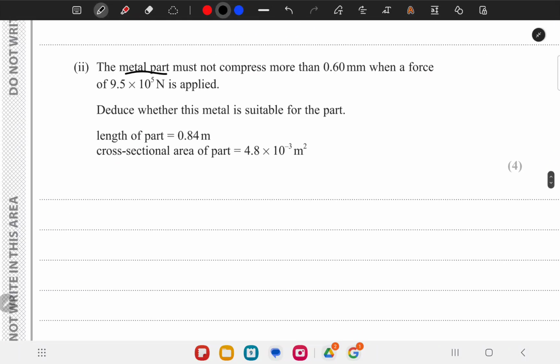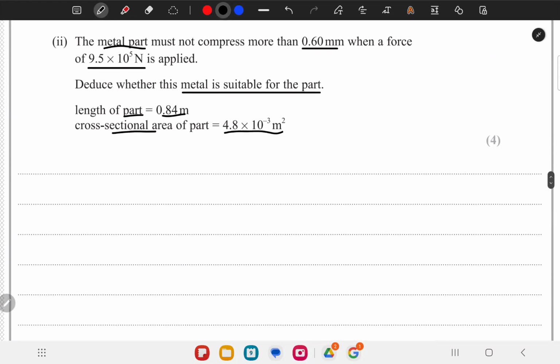Now we are told that the metal part must not compress more than 0.6 millimeter when a force of 9.5 into 10 to the power 5 Newton is applied. We have to find if this metal is suitable for the part. We are given the cross-sectional area and the length. We have to find the compression. The Young's modulus will remain the same, so 2.11 into 10 to the power 11.